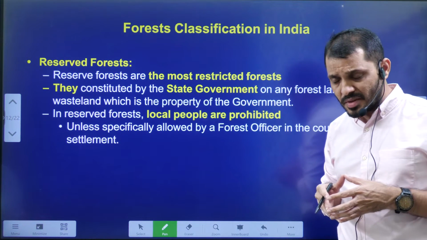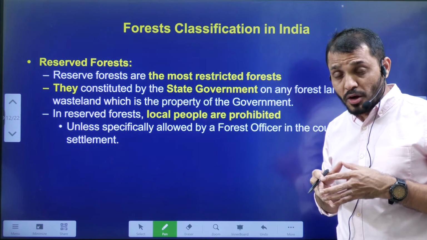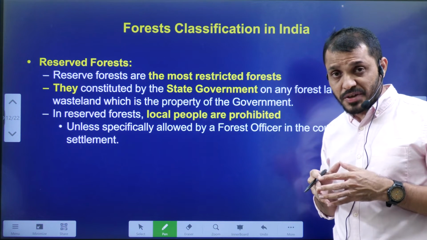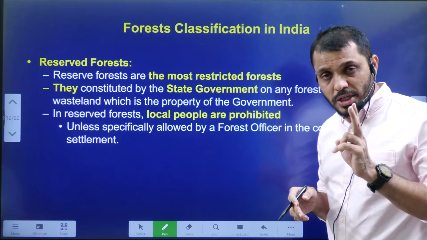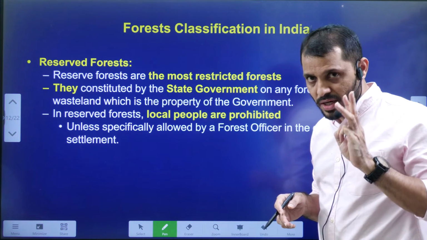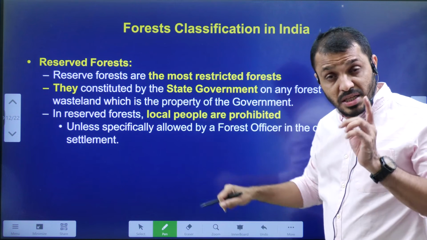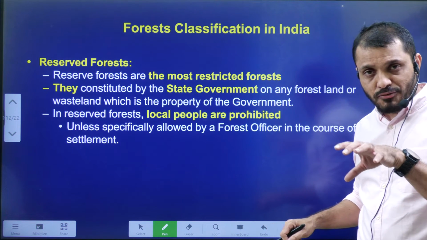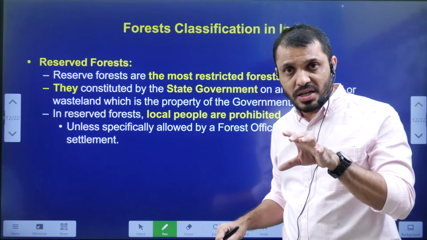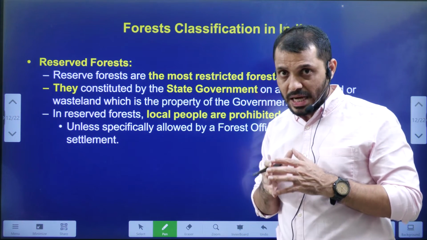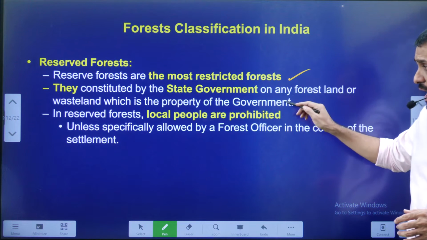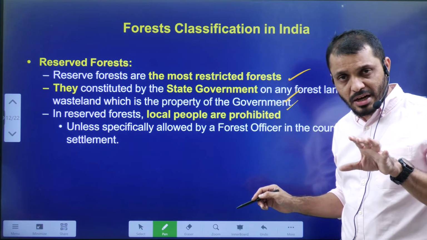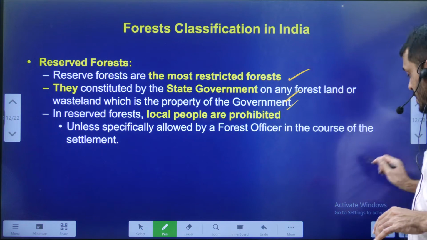Answer. In this context, you have to know the different types of forests. In India, forests can be classified into reserve forest, protected forest and village forest. Reserve forests are the highly protected ones, and once a particular forest is recognized as a reserve forest, no human activities are allowed. Even the local people cannot do any kind of hunting or gathering. That is about the reserve forest.